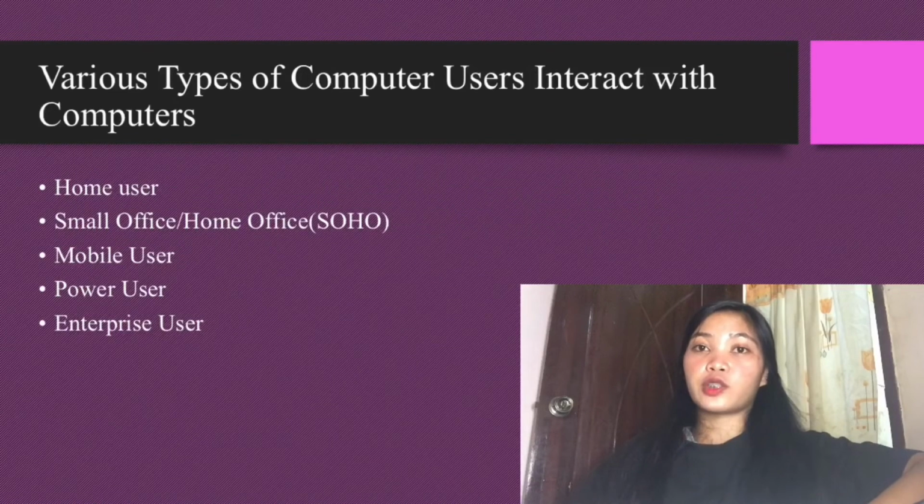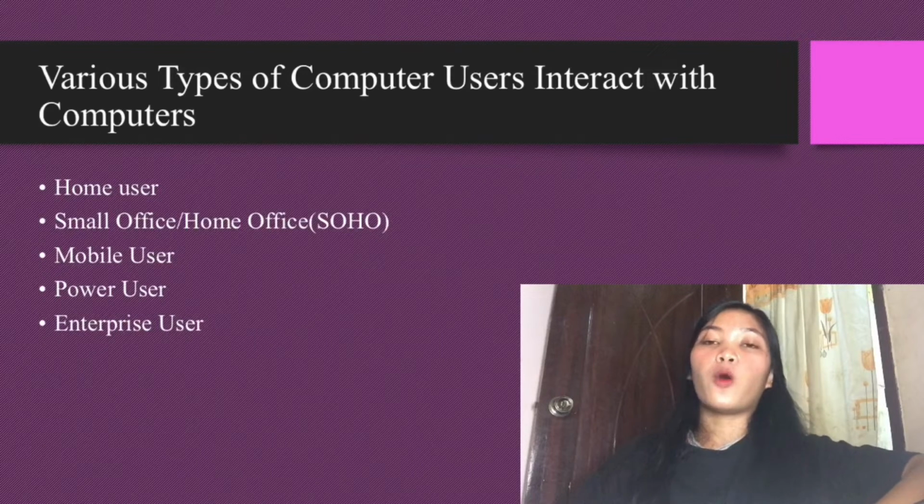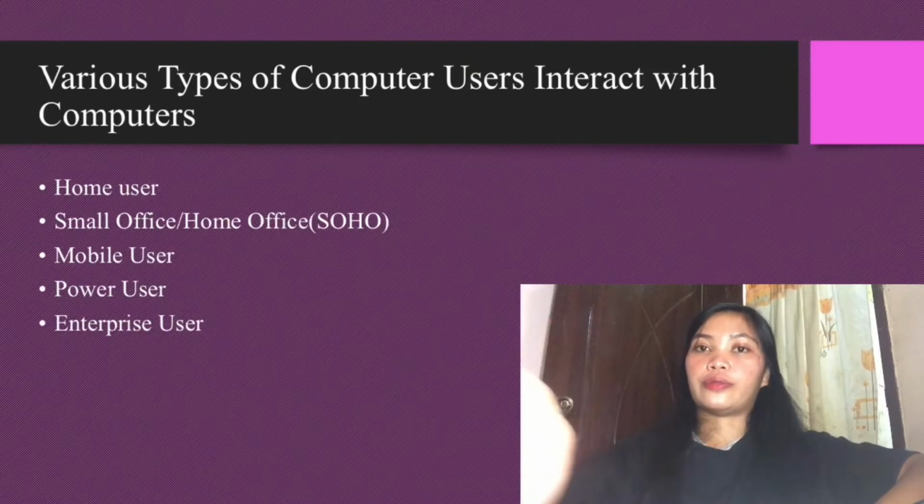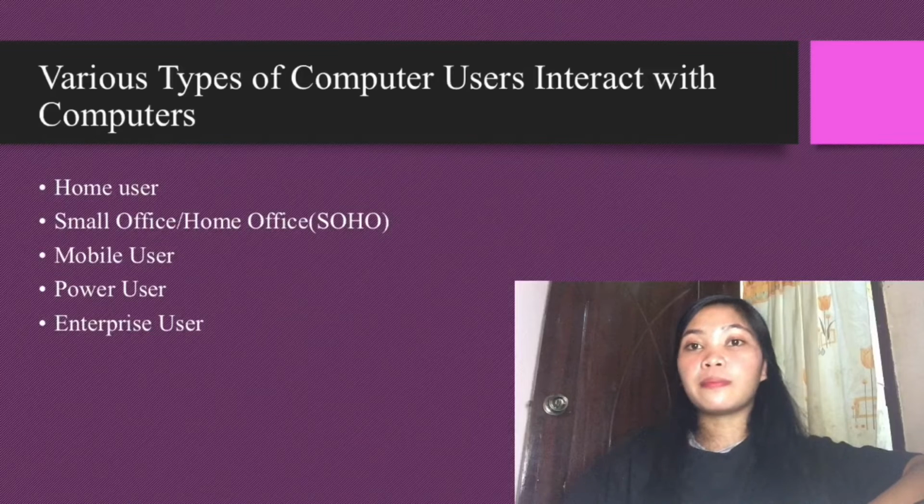Next is various types of computer users interact with computers. Computer users can be separated into five categories: the home user, small office or home office user, mobile user, power user, and enterprise user. So a home user is a family member who uses a computer for a variety of reasons, such as budgeting and personal financial management, web access, communications, and entertainment.